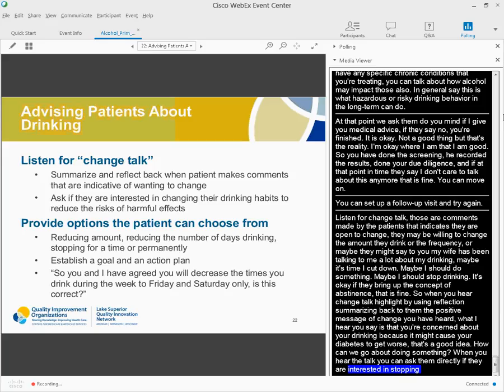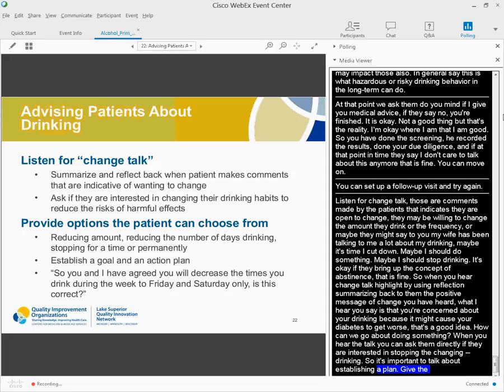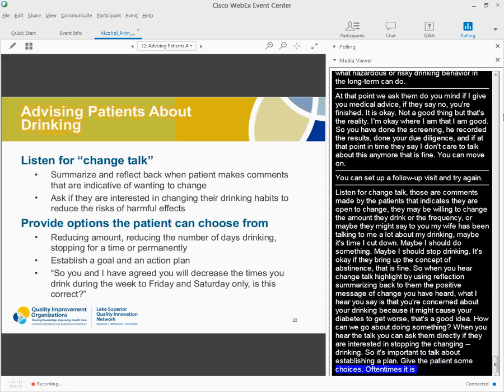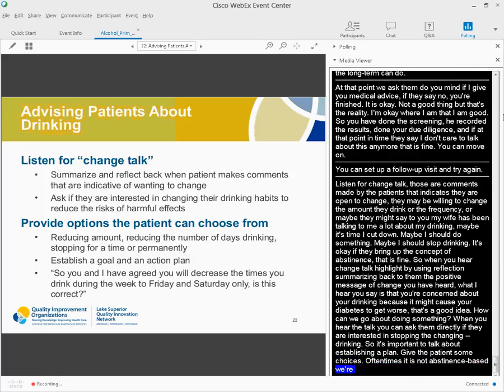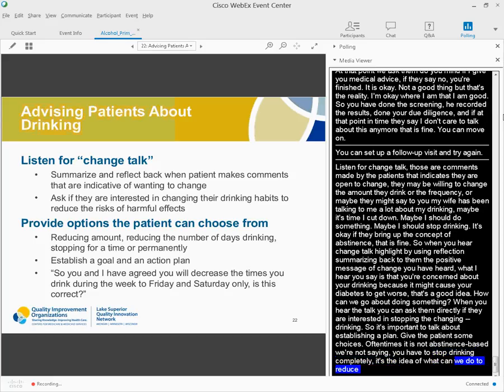So it's important to talk about, as it says up here on the slide, establish a goal and action plan. Give the patient some choices. Again, as I said earlier, oftentimes it's not abstinence-based. You're not telling your patient, you have to stop drinking completely. It's the idea of, what can we do to reduce your drinking to help you reduce your risk of further problems? Could it be that we cut down on the amount that you drink?